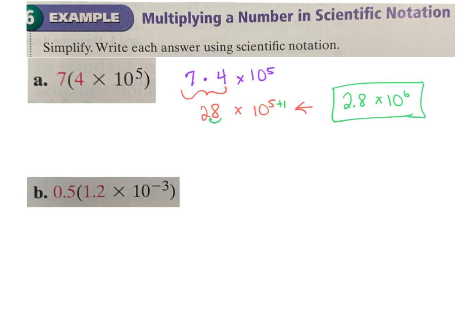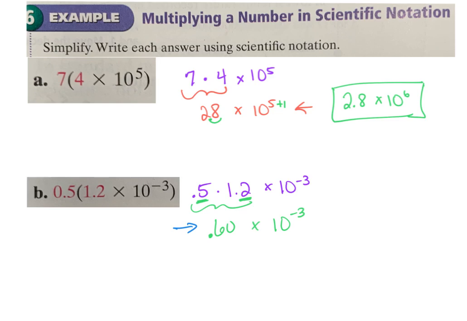Let's look at the next one. For the next one, I only have to multiply the 0.5 times the 1.2 because I'm leaving it in scientific notation. So what's 5 times 12? Let's just do it that way. 60. And how many decimal places do I have here? 2. So it needs to be 0.60, right? Times 10 to the negative third. Is that in scientific notation?